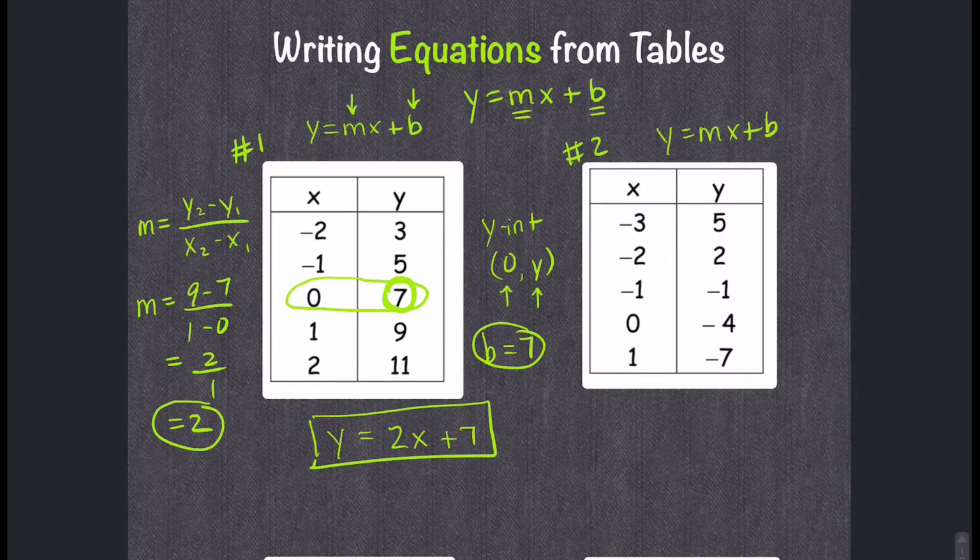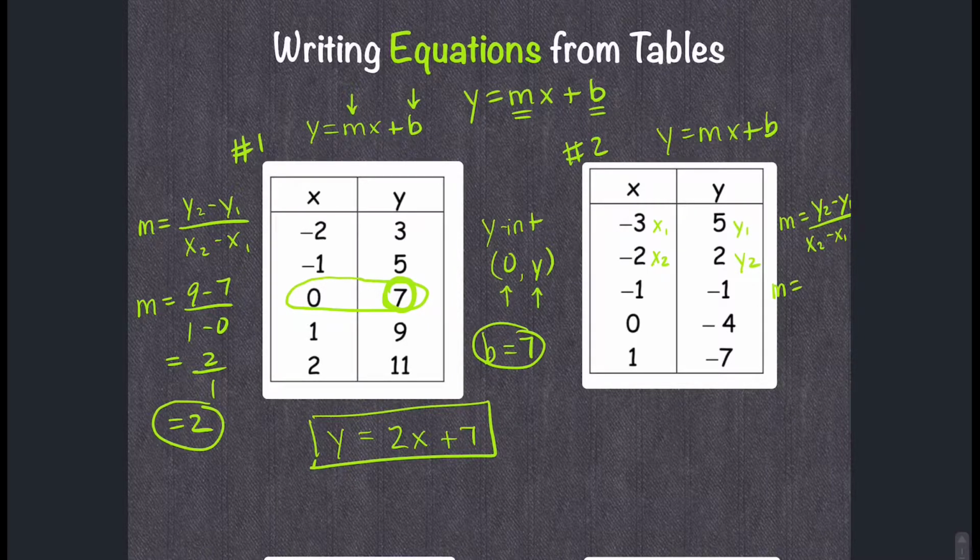I want to write the equation in slope-intercept form, y equals mx plus b. So I'm going to use my slope formula. m is equal to y2 minus y1 over x2 minus x1. And I'm going to again label some numbers that I want to use. Doesn't matter which ones. So I may pick -3 as x1, 5 as y1, -2 as x2, and 2 as y2. And then just substitute these values into the formula.